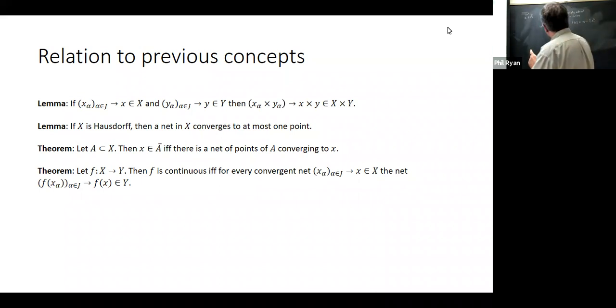Okay, so what do we have? For each neighborhood U of X, U is actually an element of J. And then for each beta which is bigger than U, we have beta is included inside U. So since X sub beta is an element of beta, then X sub beta is an element of U. So that's exactly what we need for the definition of convergence.